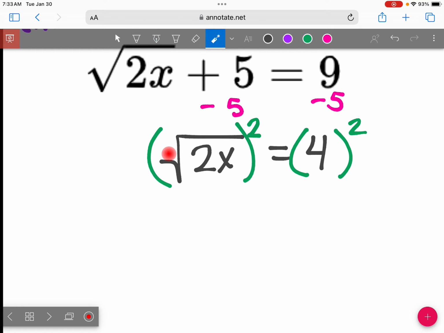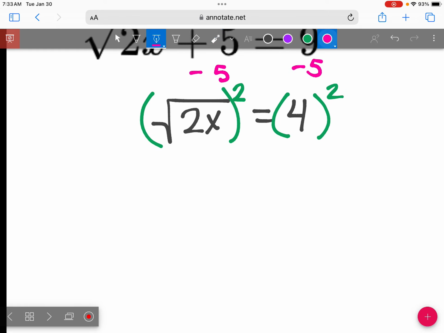Whatever our index is is what our power is, because a square root and a square will cancel out. And we're left with 2x equals 4 squared, which is 16.